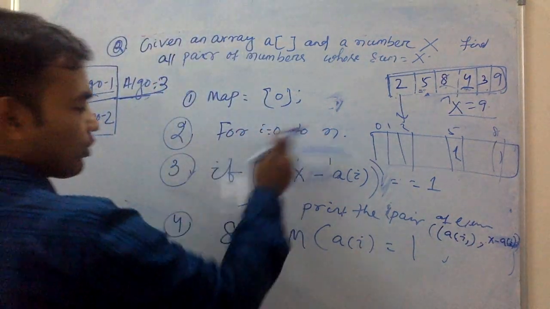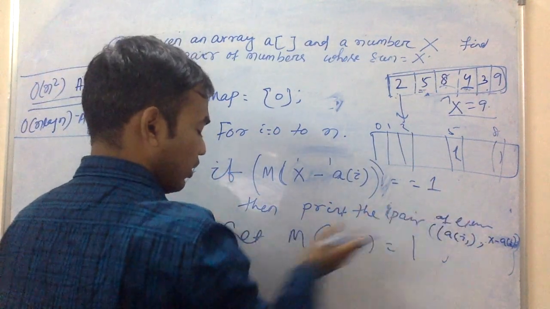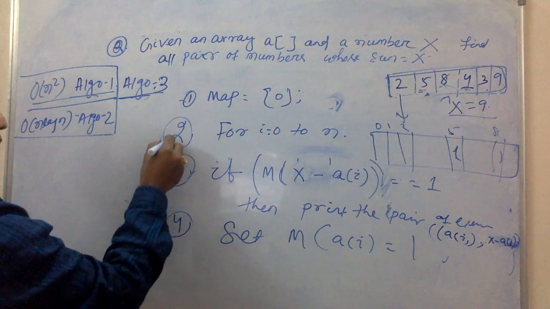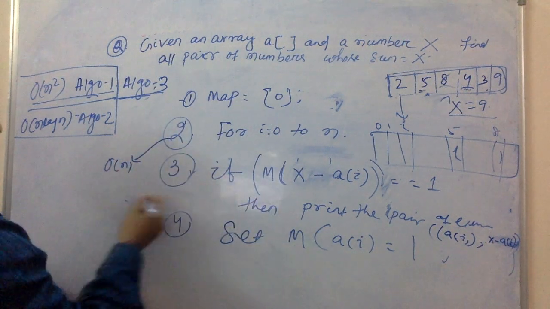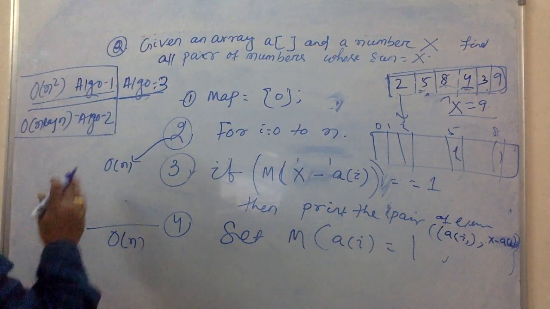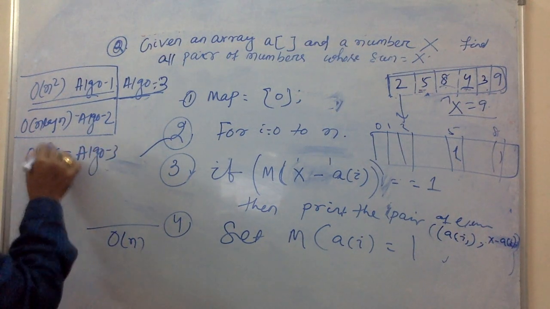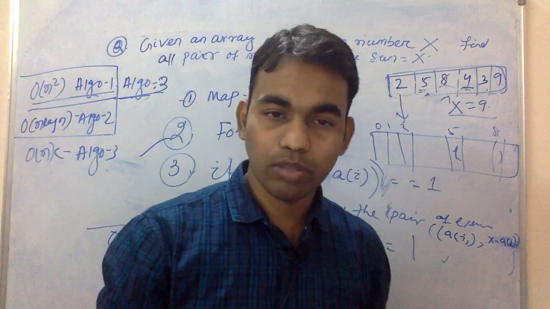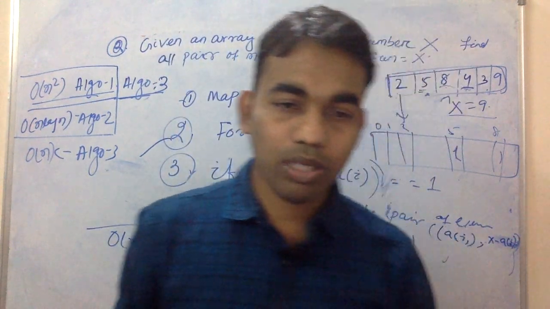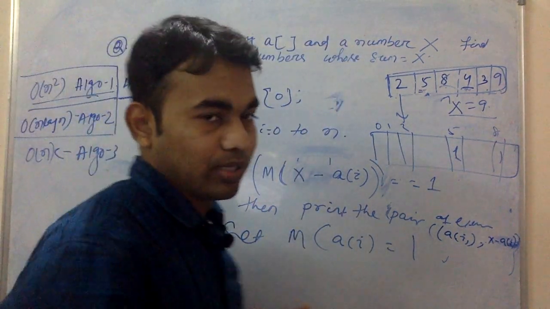So for i equal to 0 to n, we are just trying to see if the companion exists, then print it, or else set this to 1. What is the time complexity? This is just an assignment, so this is big O of n. And this conditional is big O of n, only one for loop is there, so this is going to be big O of n. So we found another algorithm, algorithm 3, whose time complexity is big O of n. But it has a little bit of space complexity challenge, because we are taking an extra map, so that is one thing we need to consider. In this method we have already discussed 3 algorithms along with their time complexity.